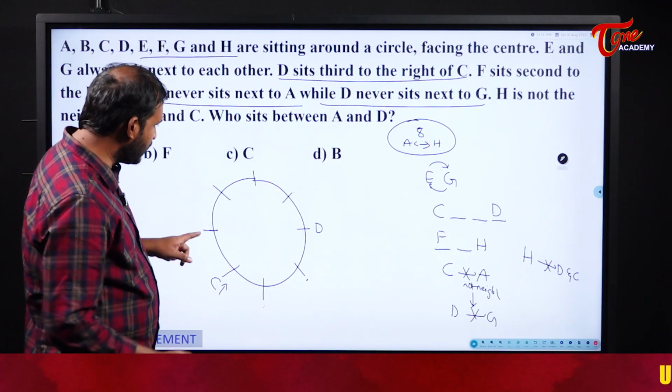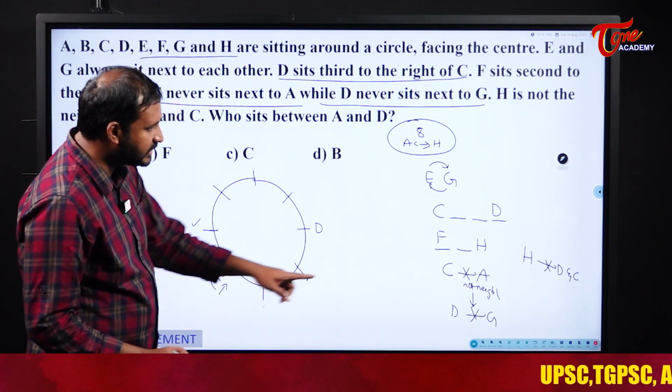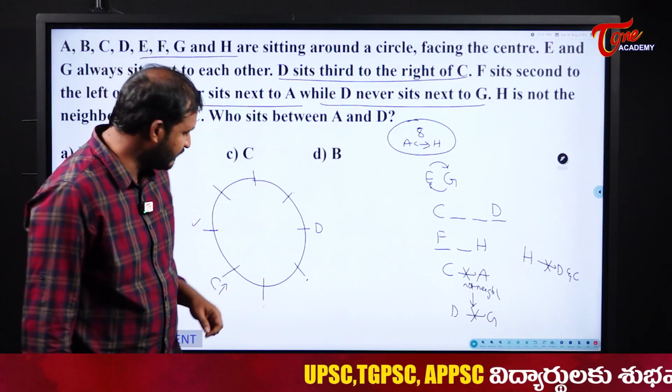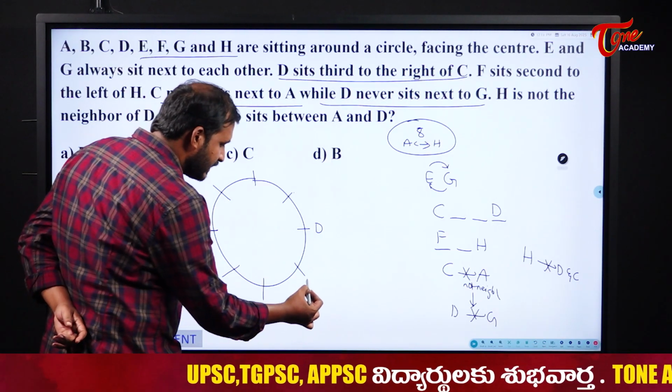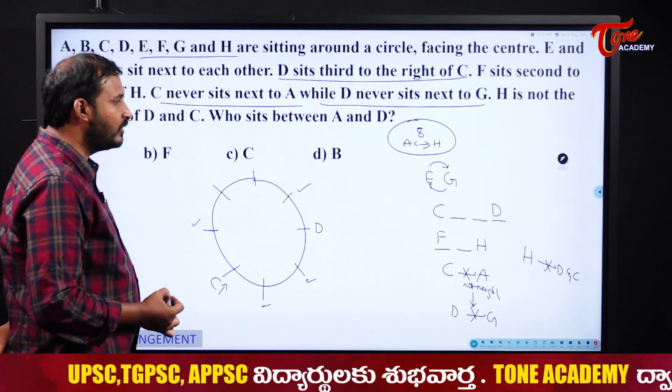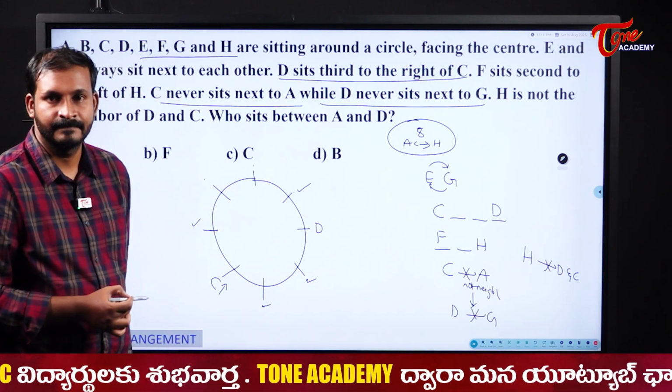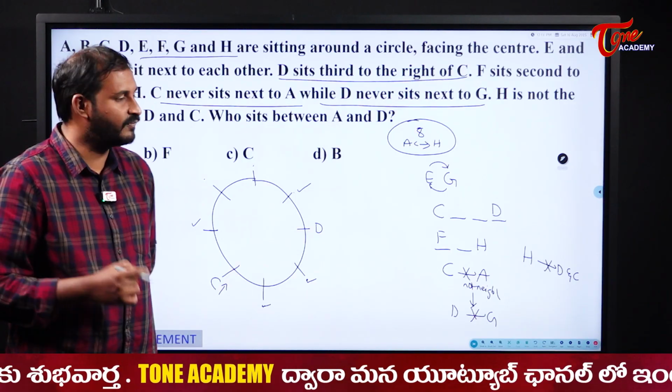Now see here, students, I cannot place H here. Why? Because H is not a neighbor of D and C. I cannot place H here and here. So the only chances I can place H are either here or here. Two chances are there. We will go for both the chances.